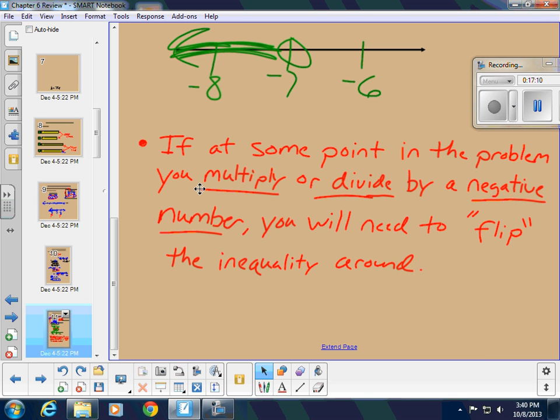Otherwise, inequalities solve just like equations, and they work very nice. Besides that one thing we have to keep an eye on.